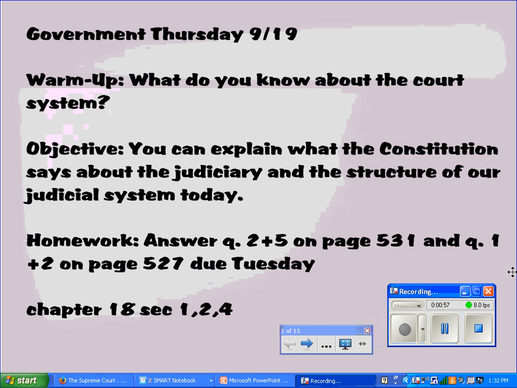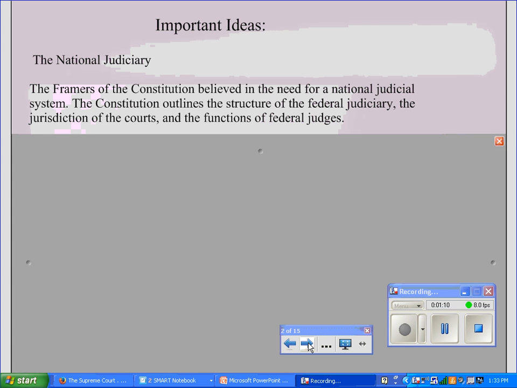I talked about the homework. If you are confused about anything I say, you can go back and listen, or you can go to chapter 18, sections 1, 2, and 4. That's what we're going over today. A ton of stuff. So, let's get started.